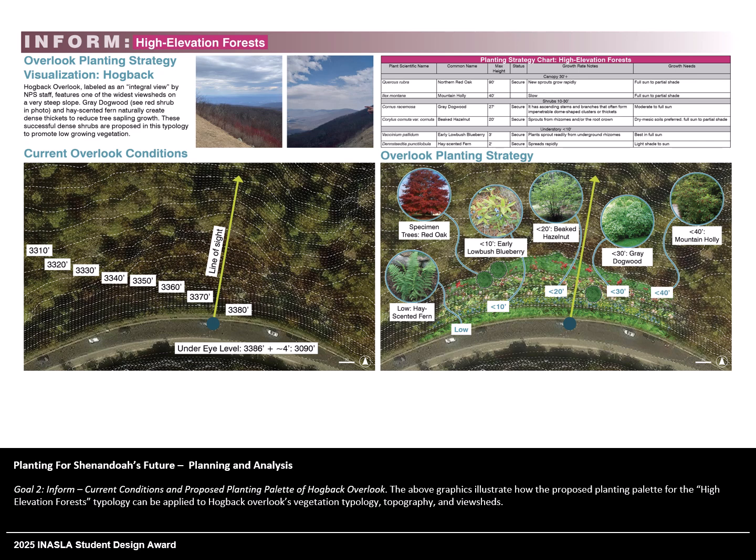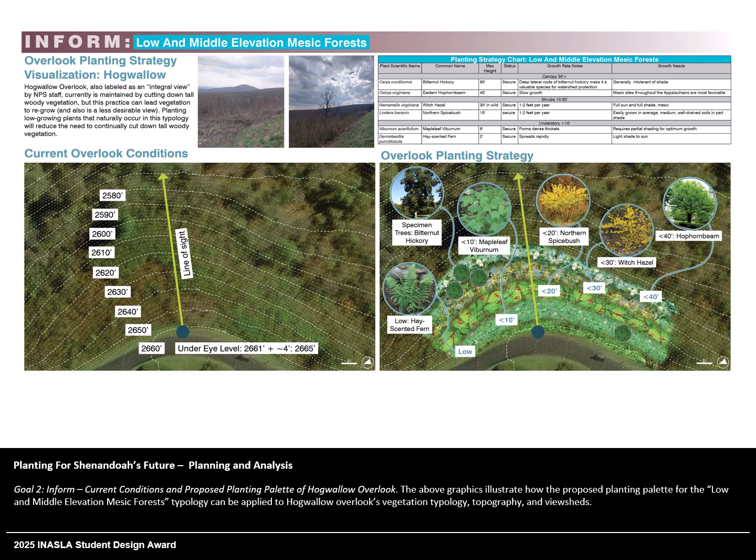These graphics illustrate the implementation of the high elevation forest typology. Selected plants include hay-scented fern, beaked hazelnut, and gray dogwood. Here is another collection of graphics illustrating the implementation of the low and middle elevation mesic forest typology. Selected plants include bitternut hickory, maple leaf viburnum, and witch hazel.